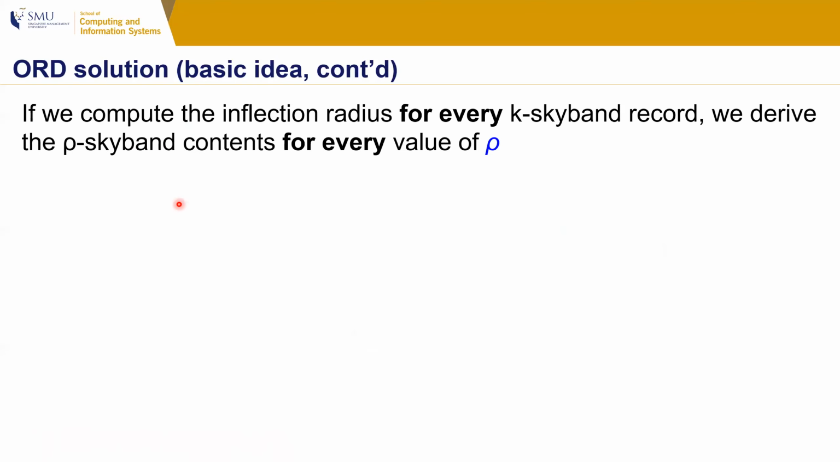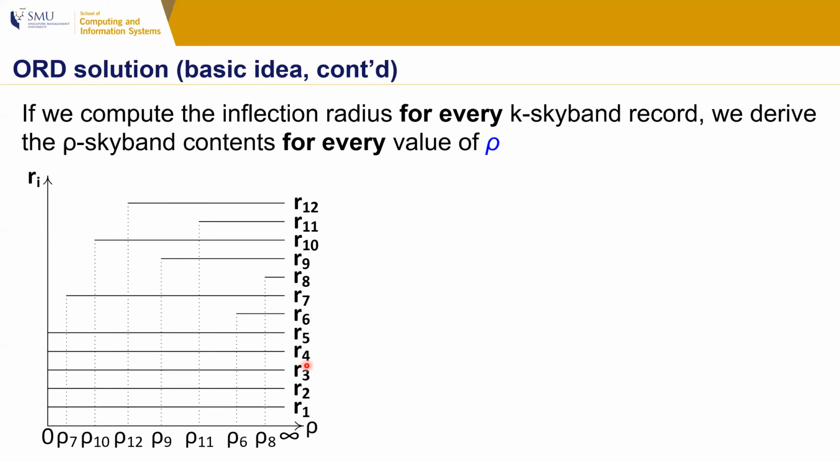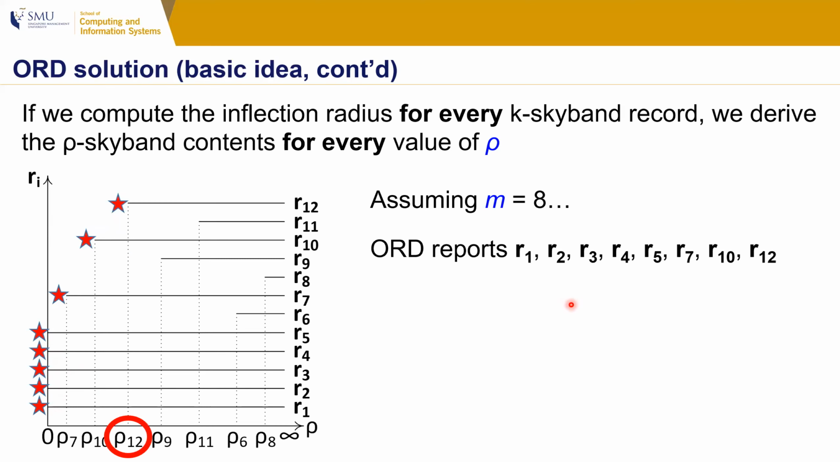The idea is that if we compute the inflection radius for every K-Skyband record, then we can have a representation of the rho-skyband contents for each and every value of rho. Observe here what's going on. Each and every one of my candidate records is mapped into an interval in which it belongs to the rho-skyband. So all I need to do, if I need to produce m records in the output, let's say m is 8, is simply take the 8 intervals that start at the leftmost positions. So basically, these 8 intervals are going to tell me what my ORD results are.